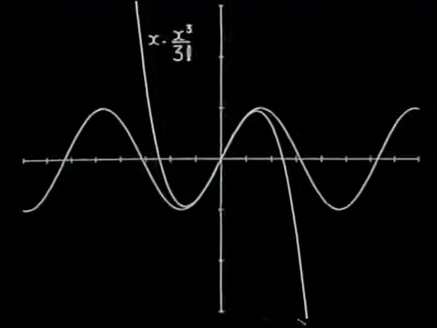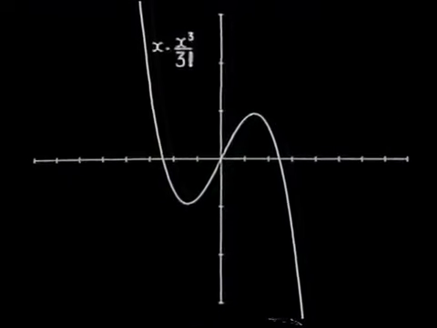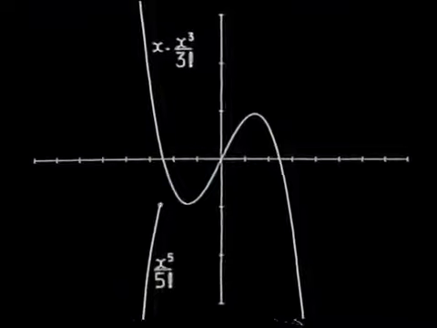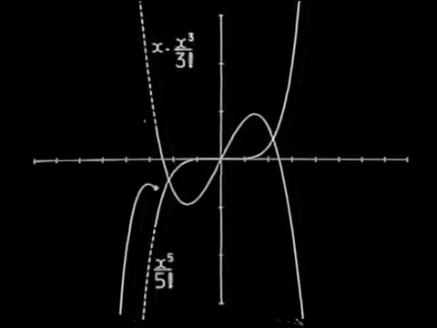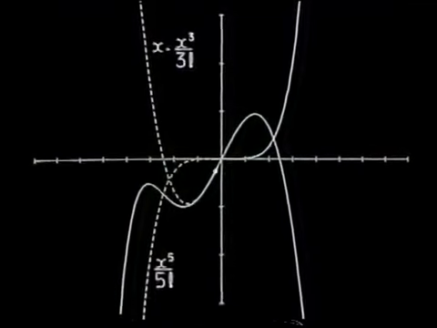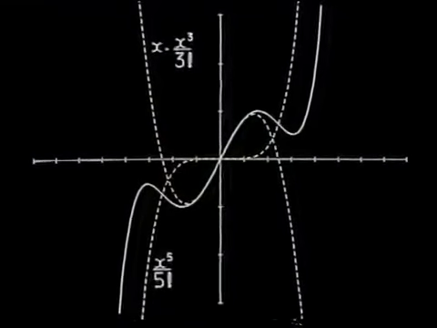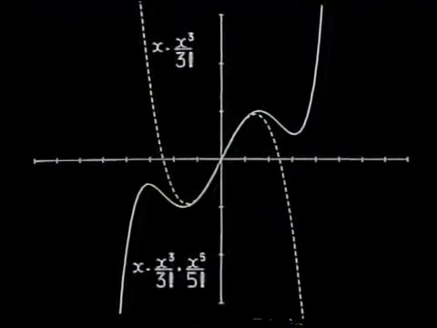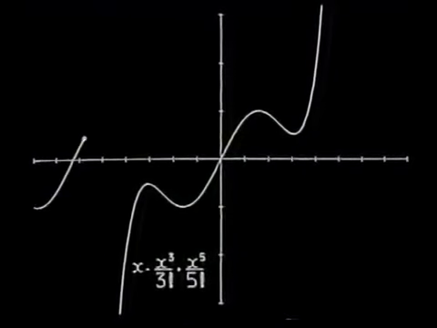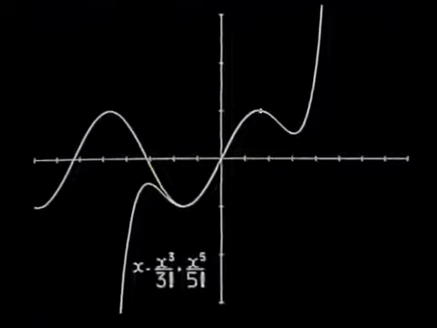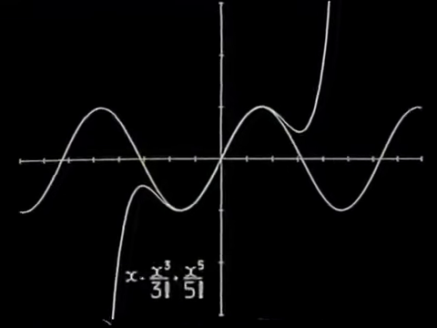Now, the next approximation comes from adding x to the fifth over 5 factorial. In this way, we get the Taylor polynomial of degree 5. And this does even better than the cubic. At least it's a good fit near the origin and up to the first turning point.